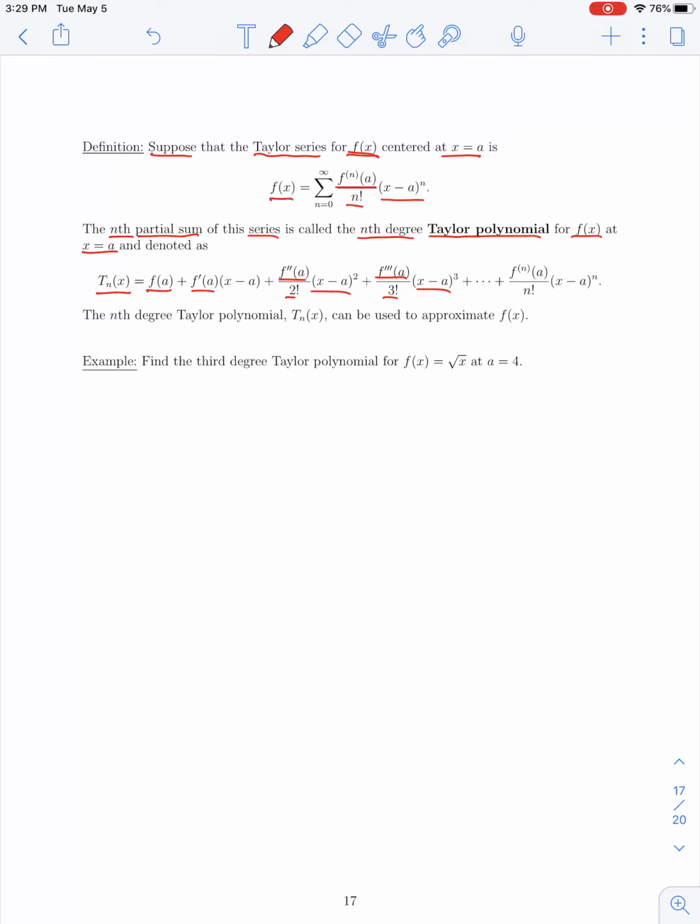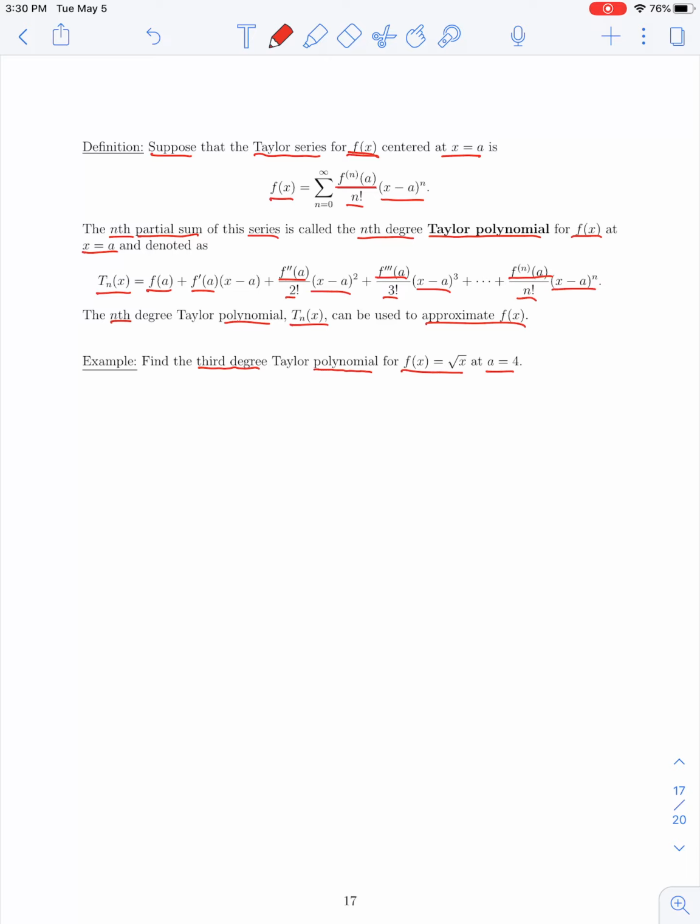cubed, and so on until we get to the nth term: the nth derivative of f at a divided by n factorial times (x minus a) to the nth power. So this nth degree Taylor polynomial can be used to approximate the value of the function f of x. Let us consider an example of this. Suppose that we want to find the third degree Taylor polynomial for the square root function at a equals 4.